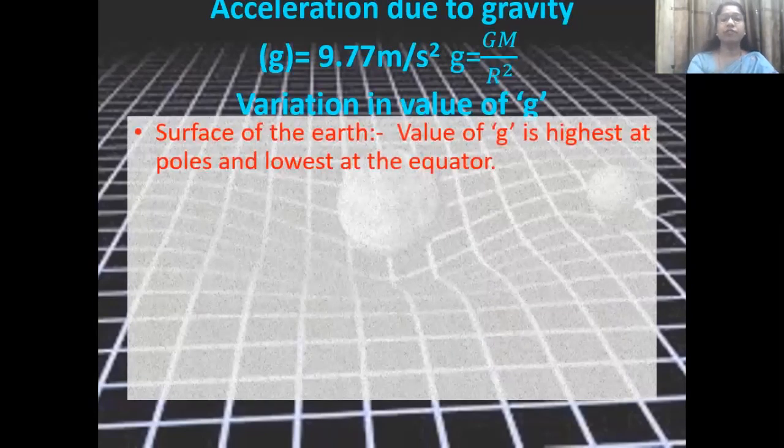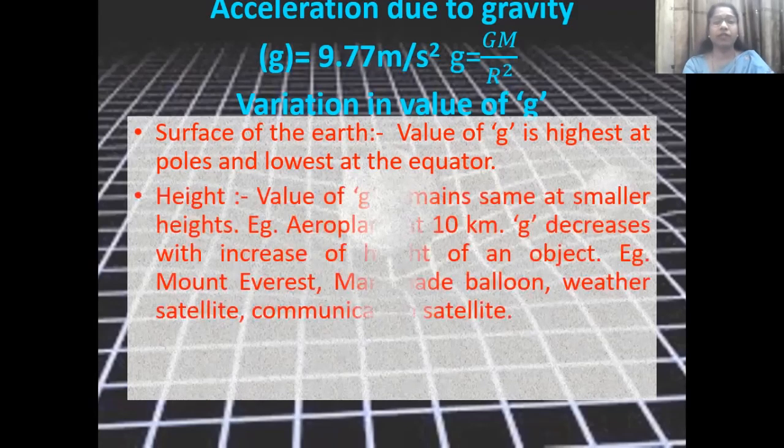On the surface of the Earth, the value of g is different. Now, why is it so? Because the shape of the Earth is not even. It is slightly bulging at the equator and flattened at the poles. So the value of g is highest at the poles and it is lowest at the equator.